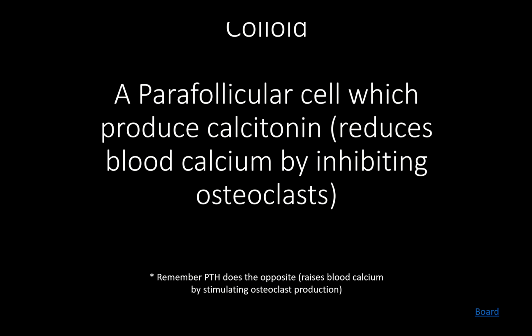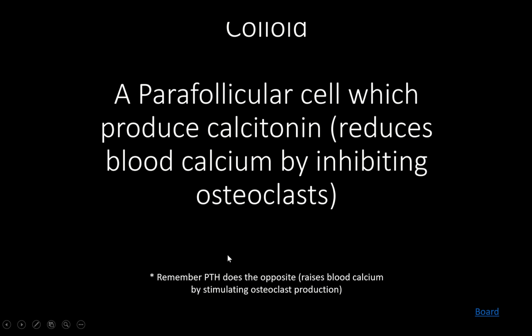So hopefully you guys remember what osteoclasts look like, right? They're those multinucleate cells in the bone, and that's what's going to break down bone and release calcium. So if we're inhibiting these osteoclasts from breaking down bone and releasing calcium, that's going to reduce blood calcium, okay? So that's those parafollicular cells with calcitonin. Just a quick reminder, I need you guys to understand this too.